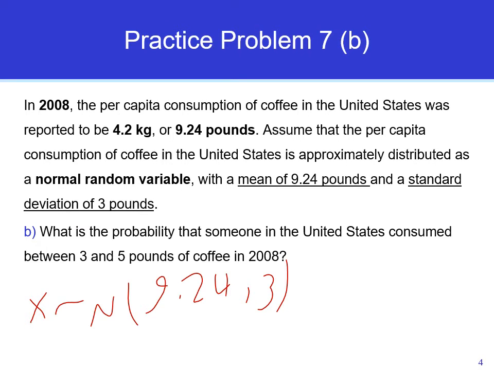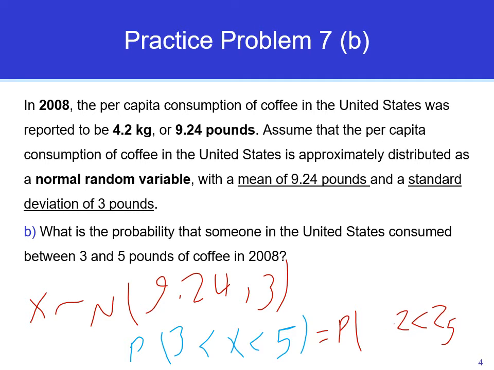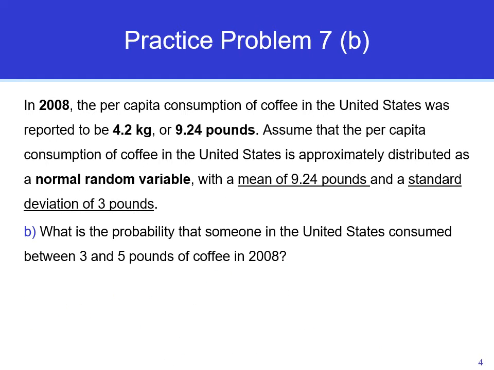The problem is asking us to find the probability that X is between 5 pounds and 3 pounds. What we need to do first is convert this to the Z distribution. So that would be the probability that Z is less than Z of 5 and greater than Z of 3. Then we subtract the probability of Z less than Z of 3 from the probability that Z is less than Z of 5.